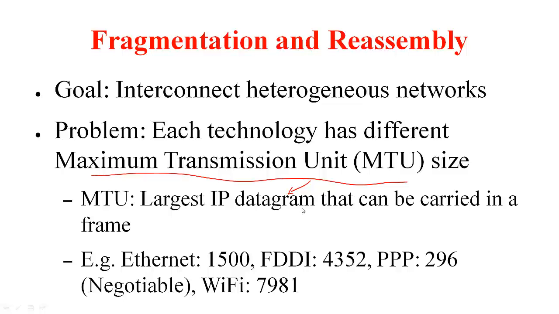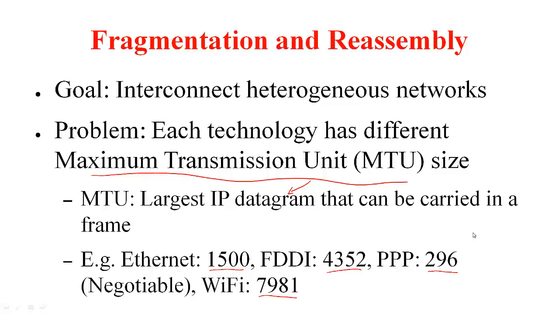So for example, for Ethernet, the MTU is 1500. For FDDI, which is the token ring type of system, it is 4352. For PPP, which is the point-to-point link protocol, you have 296. In fact, this is a negotiable value between the sender and the receiver. For Wi-Fi, which is the wireless standard, this is 7981. When a source has some data to send, what MTU size should it operate at? What do you think?